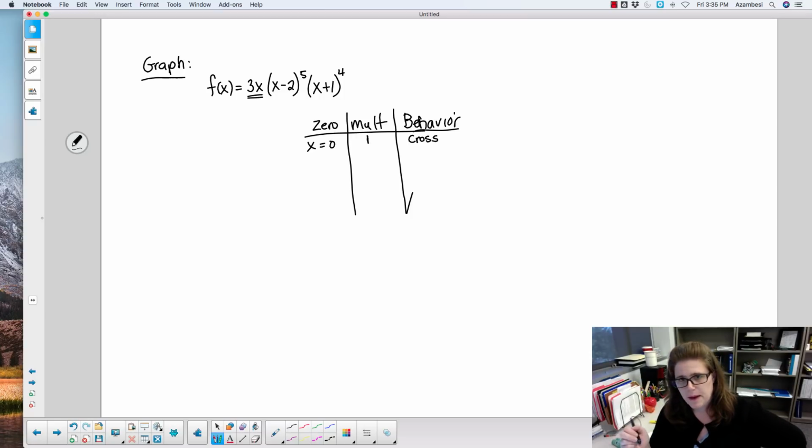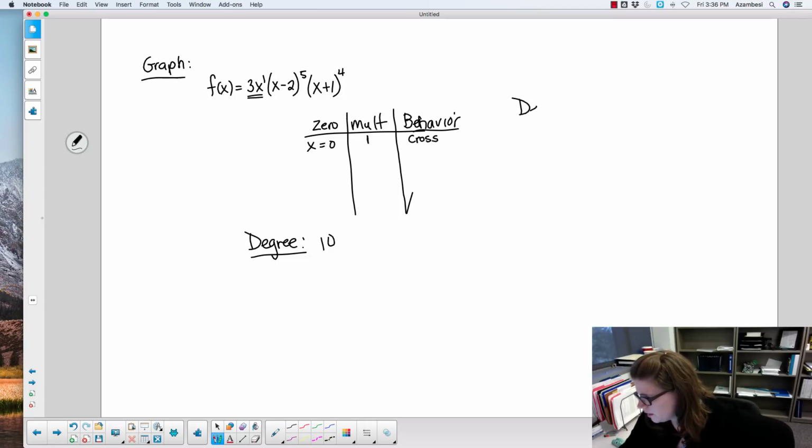Now, if I'm talking about this kind of graph, you also need to know the end behavior. So that's based on the overall degree of the polynomial. So looking at this, I have 1 from this one, 5 and 4, so this is a degree 10 overall. And the leading term is positive, so that means that it's a right side up even degree. Just a little review for the degrees of the polynomial.